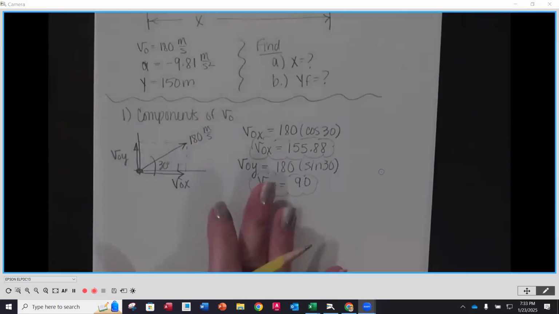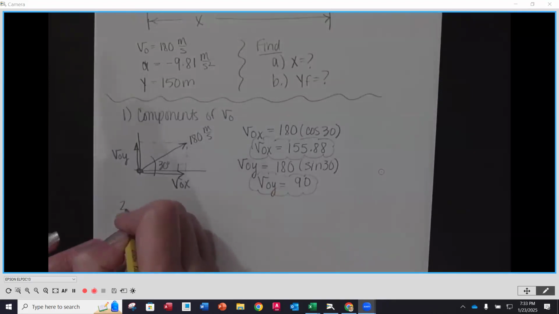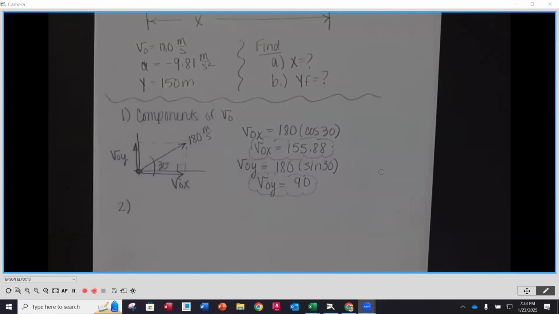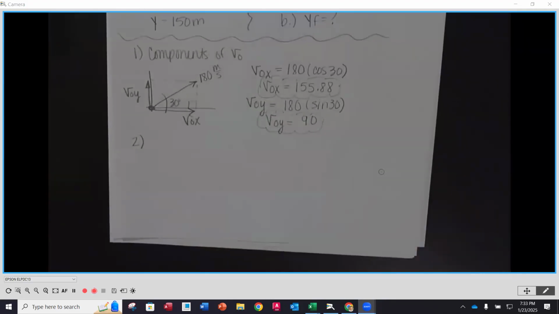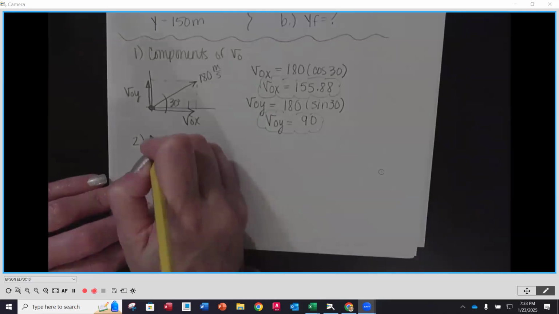All right. So now that we have the components, our second step is we want to look at the vertical motion and the horizontal motion separately. I just happened to do the vertical motion first. I think that's how the book did it in that order, so I kind of went along with that. So vertical motion.